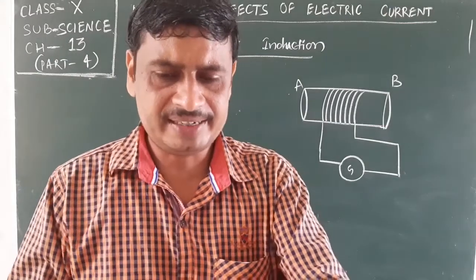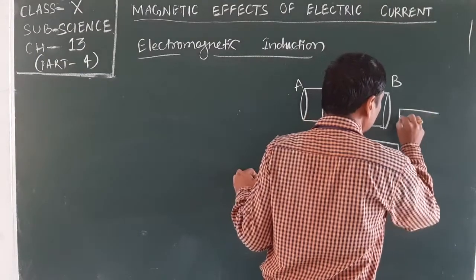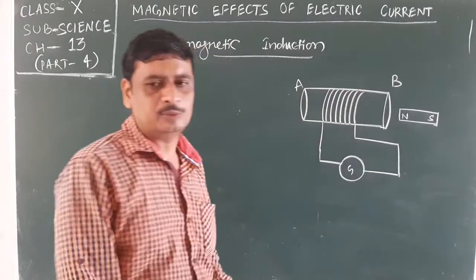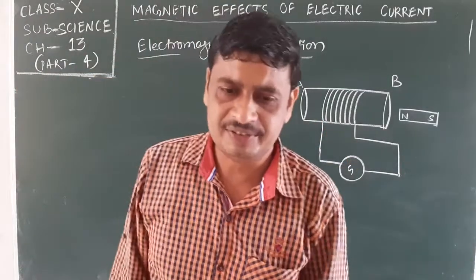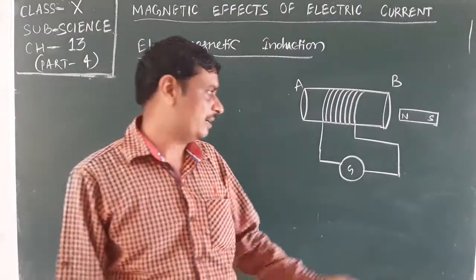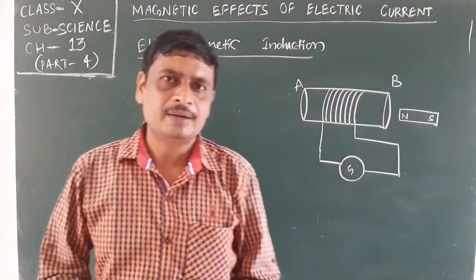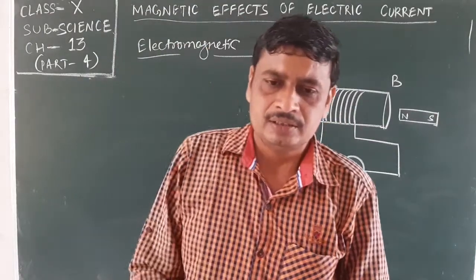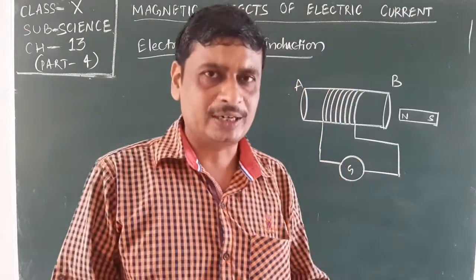Sure. A bar magnet is used, that is, with a north and south pole. The north pole of the bar magnet is pushed towards this coil AB. There is a momentary deflection in the needle of the galvanometer when the bar magnet comes towards the end B of the coil. That is, the needle of the galvanometer will deflect towards the right.